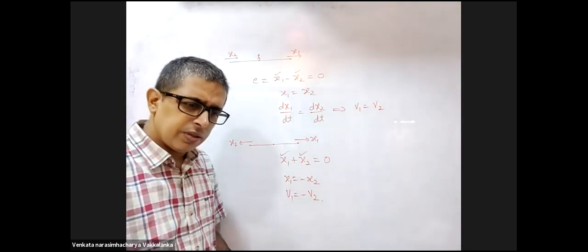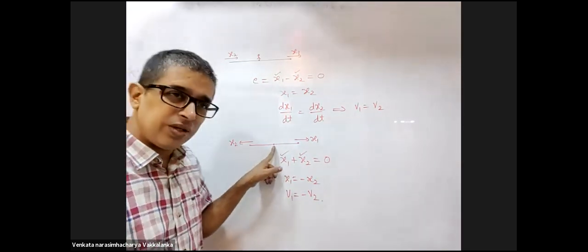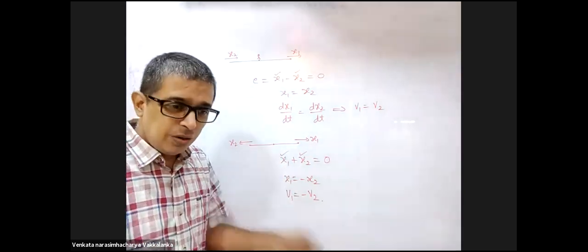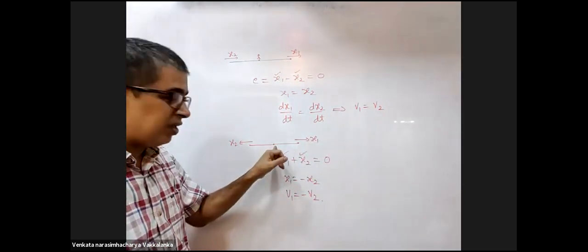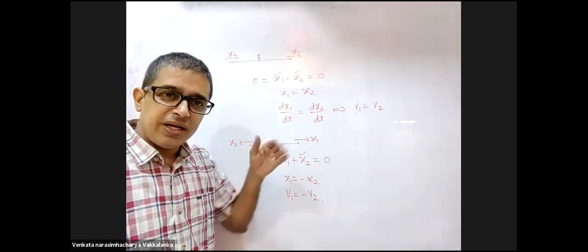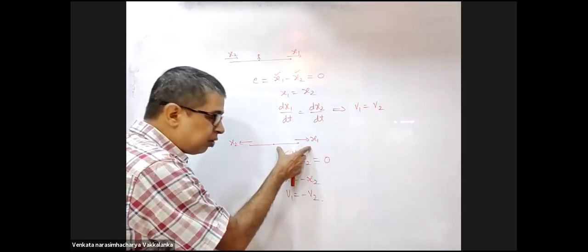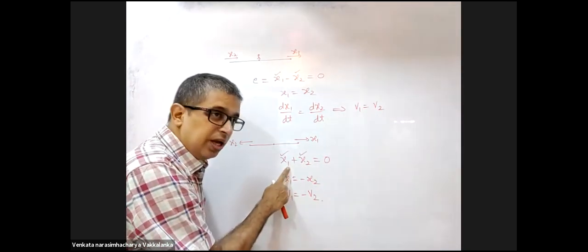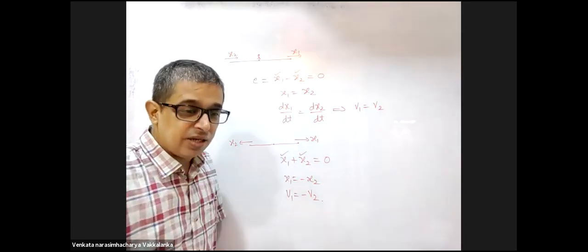Right is positive, left is negative. You are taking that with respect to the center. Don't take it with respect to another origin, only with respect to the center. If it is moving away, it is contributing to an increase in length. This is increase in length and decrease in length.